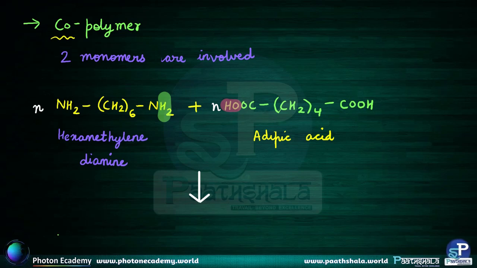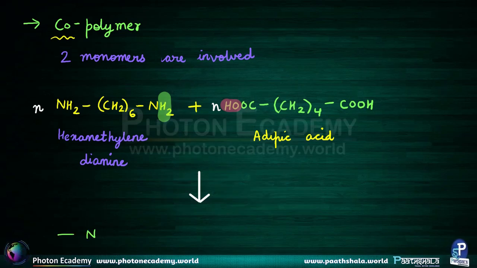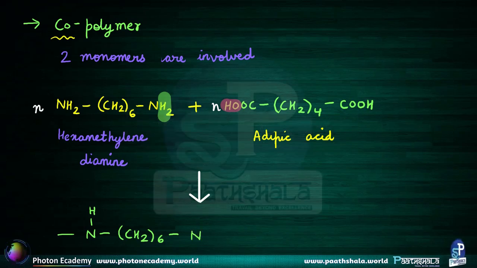So we'll get N; we are starting from this side. Now we have N, which was connected to an H, and now this is connected to CH2, which were 6 in number. This is coming from hexamethylene diamine. We have got NH.